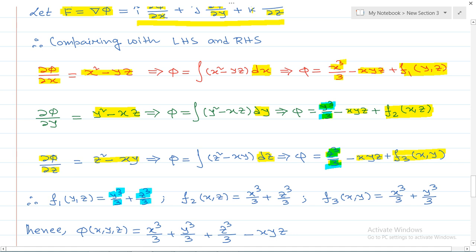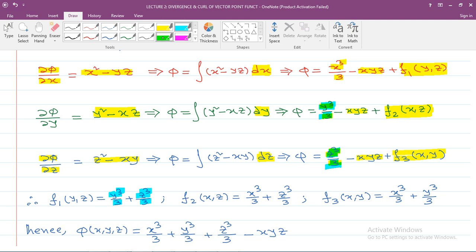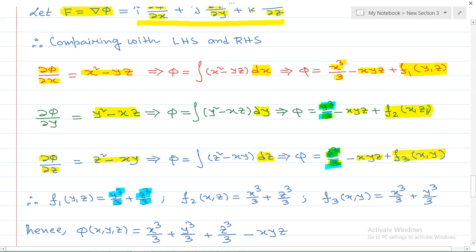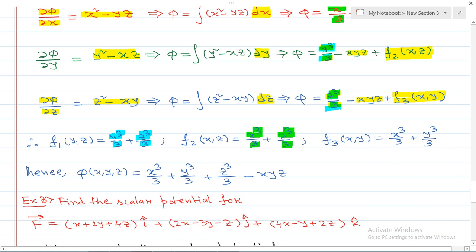Similarly, let us try to find the f2 function. f2 is a function of what? f2 is a function of x and z. So we have to search from the first and third. In the first one we have the function of x as x cube upon 3, and from the last we have z cube upon 3. So f2 will become x cube by 3 plus z cube by 3. Similarly, we have f3. So what is our f3? That is going to be a function of x and y.